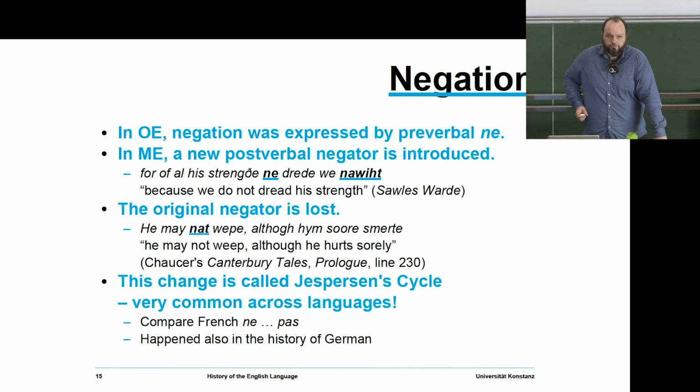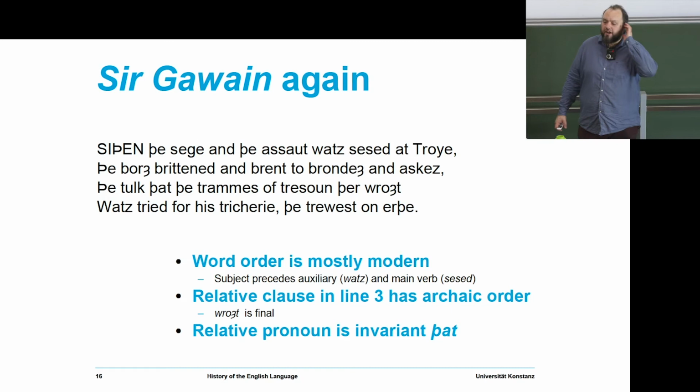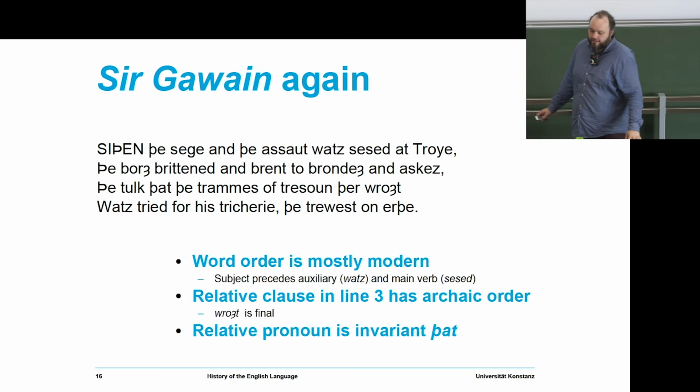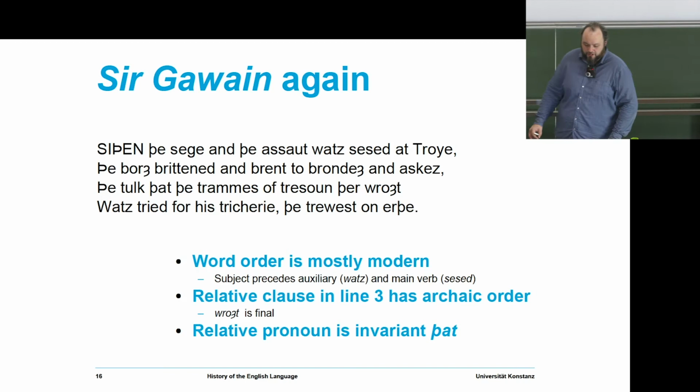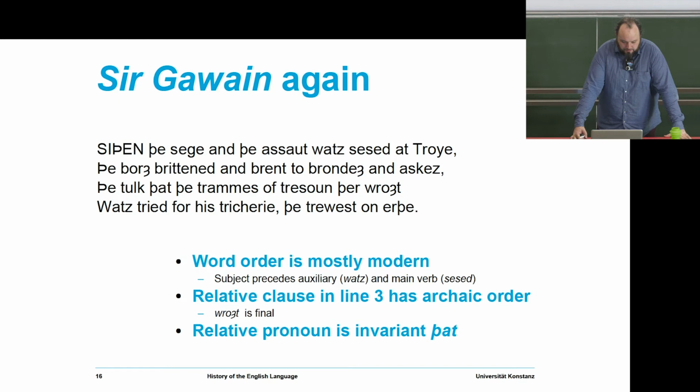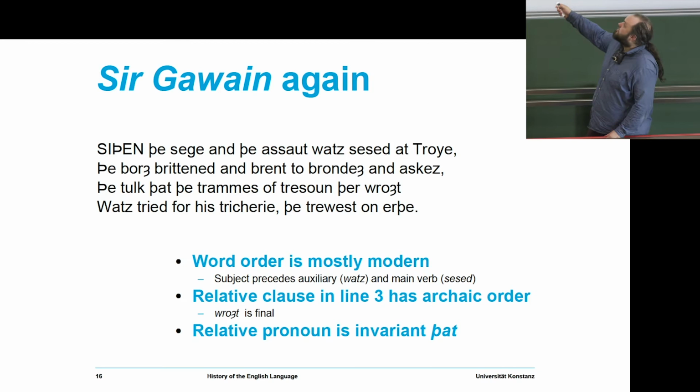Any other questions? So let's take another look at this passage from Gawain again. So here we've got, since the siege and the assault was seized at Troy, the borg, the city or the castle, brightened and burned to brands and ashes. The important thing is that when we look at this, the word order mostly looks like the modern language. We get the subject preceding the auxiliary. So in this first sentence, the siege and the assault is the subject. It's a coordinated subject. And then we've got the finite verb was, which is written wats here.